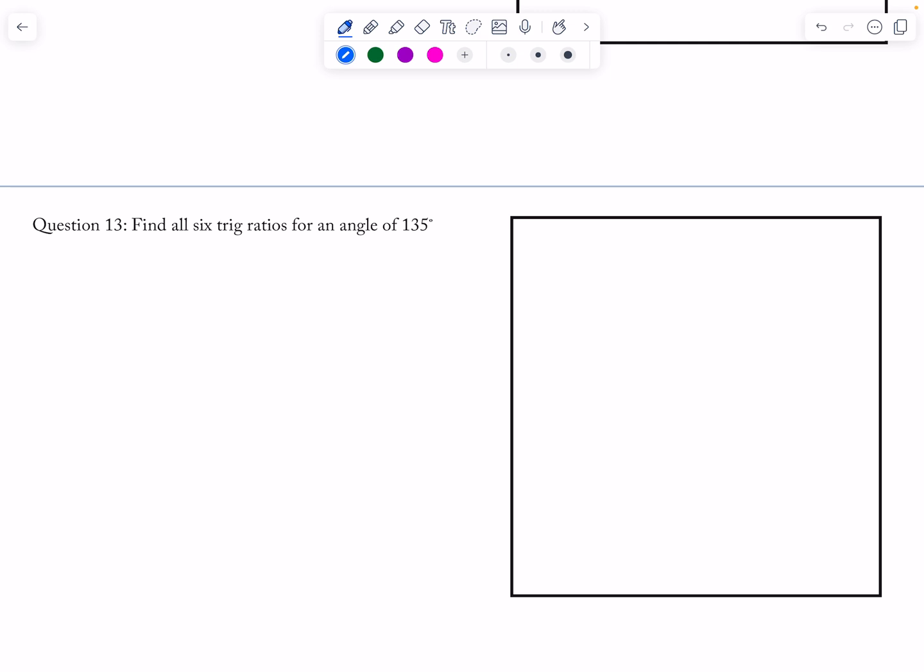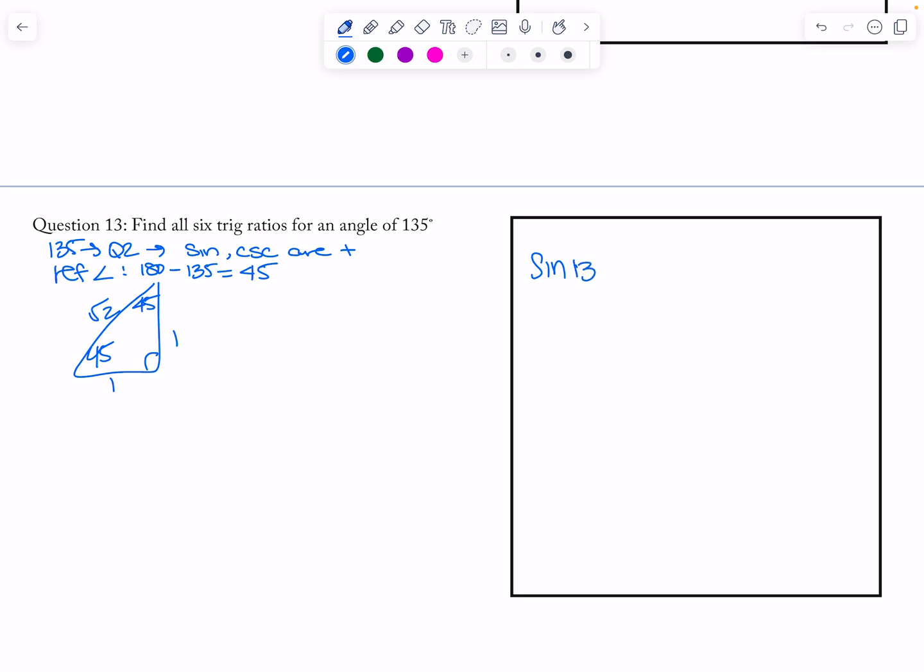Okay, so then 135 degrees, so 135 is in quadrant 2, so that means that sine and cosecant are positive and everybody else is negative. I have a 45, 45, 90 triangle. My reference angle is going to be 180 minus 135, so that's how I knew it was 45. So 45, 45, 90, 1, 1, root 2. So I have sine of 135, cosine of 135, tangent of 135, cosecant of 135, secant of 135, and cotangent of 135.